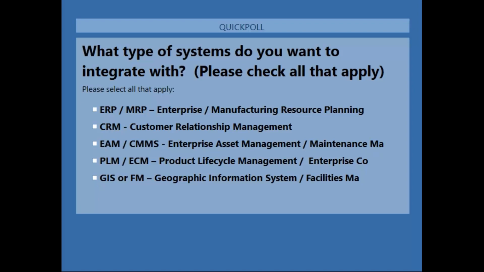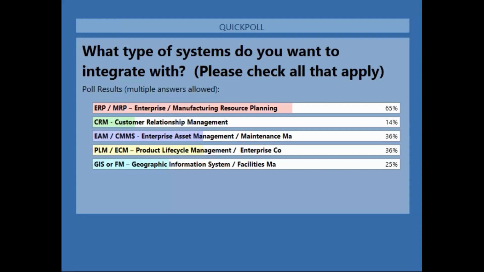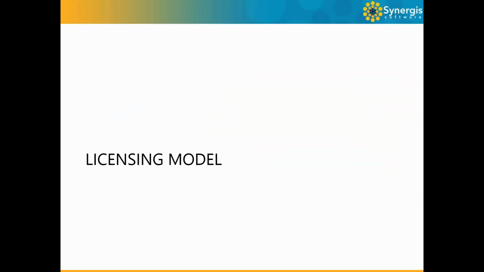We'll take a look. Looks like we've got our results. Martha, if you want to close that out. It looks like, yeah, a large portion, 65% in ERP and 36% PLM. So that's great info. And then enterprise asset management and maintenance management, also a big chunk there as well. Wonderful. Thank you all for giving us your feedback on that. And so at this point, let me transition to kind of the licensing model, help you understand how this is offered, and we'll step into that now.